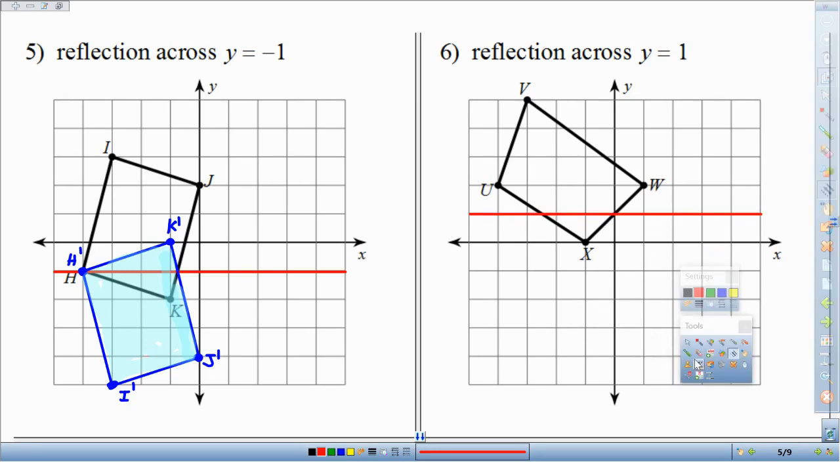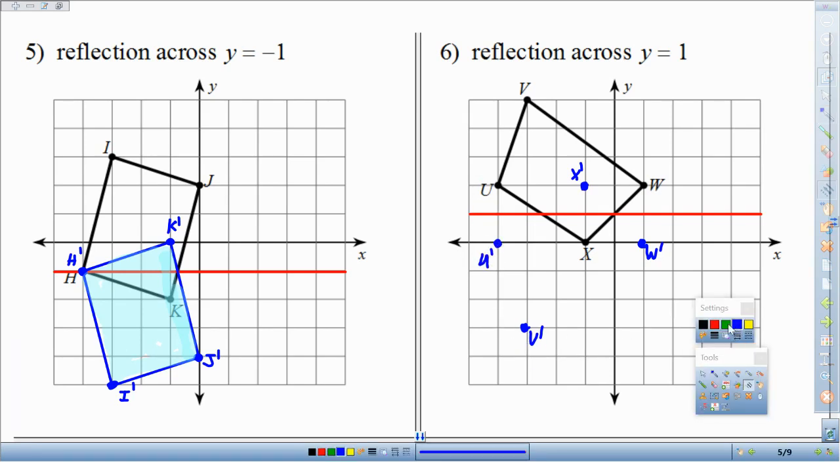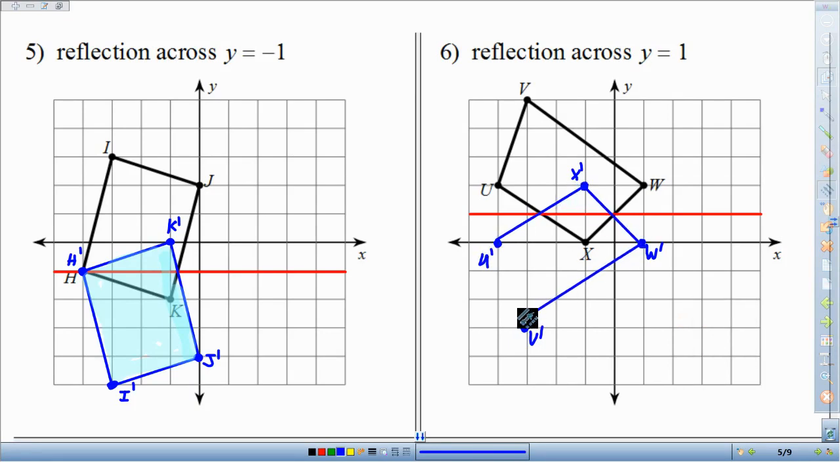Now we can reflect our points, right? So it doesn't matter where we start. I'm going to start with x, 1 below my reflection line, reflect 1 above. W, 1 above, reflect 1 below. V, 4 above, I'm going to reflect 4 below. U, 1 above, reflect 1 below. Okay. And at any point, if I go too fast, obviously pause the video.